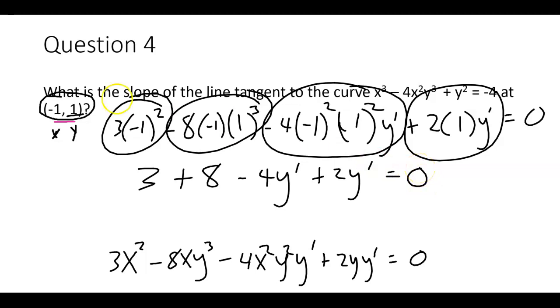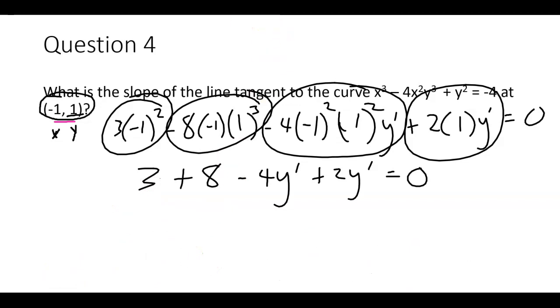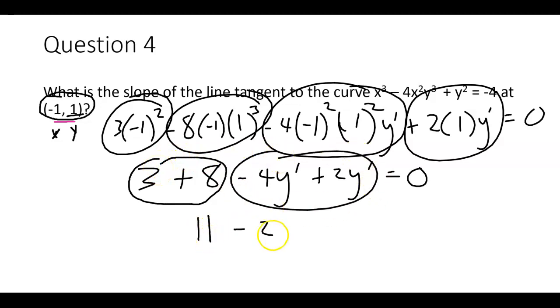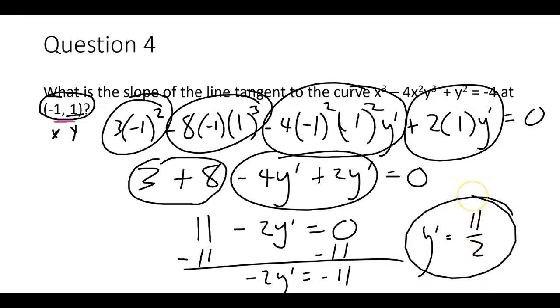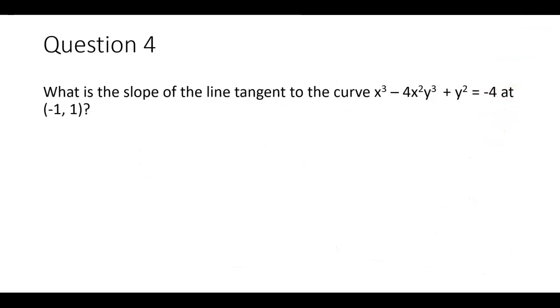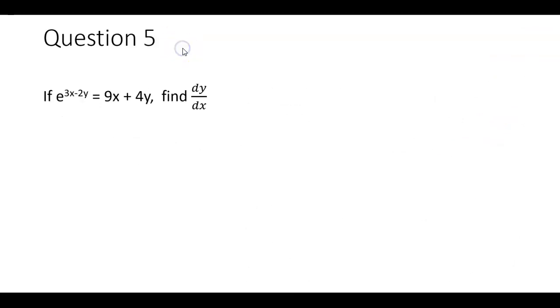And our goal is just to find out what y prime is because that's the slope of our line. So putting these together, we have 11. And putting these together, we have -2y prime. And then we just need to solve for y prime using some basic algebra here. And we end up with y prime is equal to 11/2. And that's it. And so that would be the slope of our tangent line. So find the derivative and plug in the values that they give you.